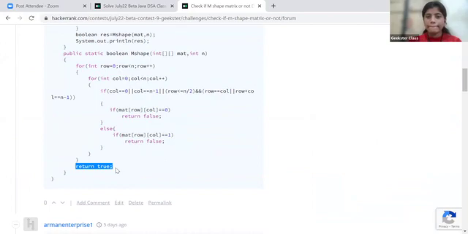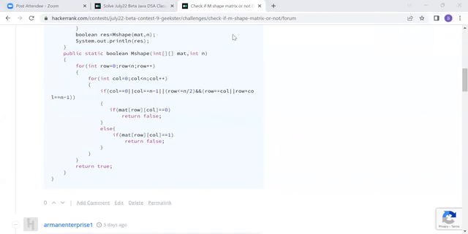Okay. Is it clear, Aniket? If you still have doubt, please discuss in post session. Hello, Anika.